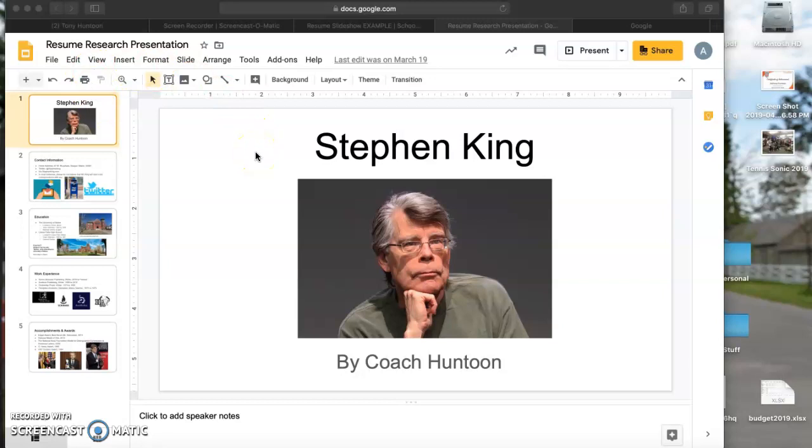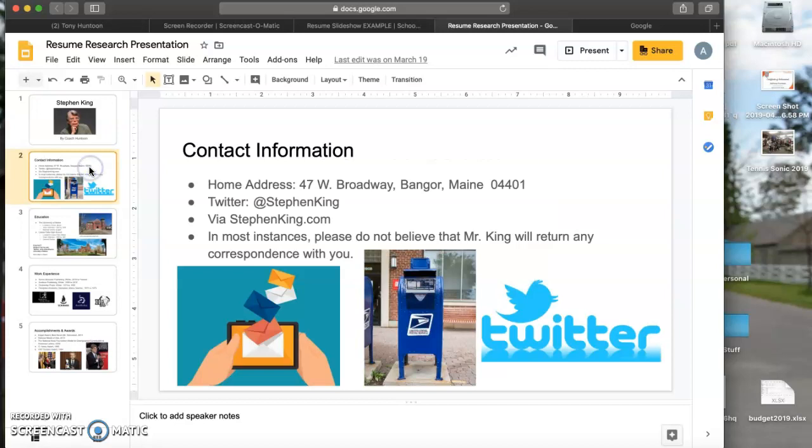So slide 1 was really easy. All you had to do is find a picture of your person, put their name on the top, put your name on the bottom, and you're ready to move on. Last week, your job was to get slides 2 and 3 done. Slide 2, again, was an easy one. It just really required more work on your behalf. You had to find contact information for your person.